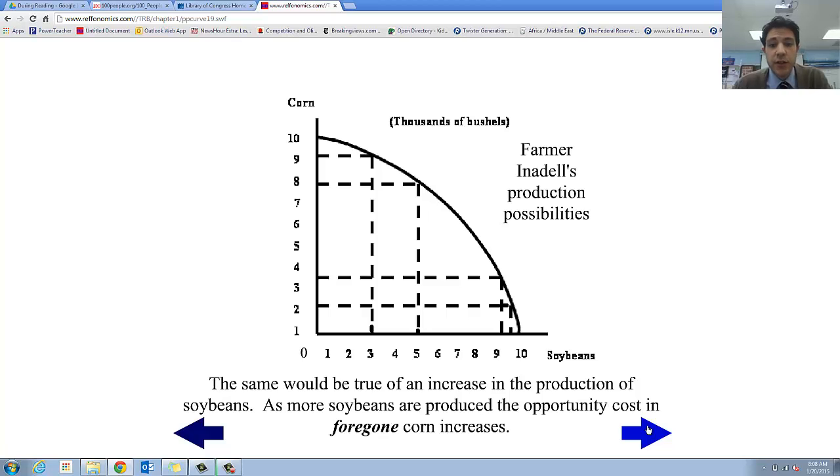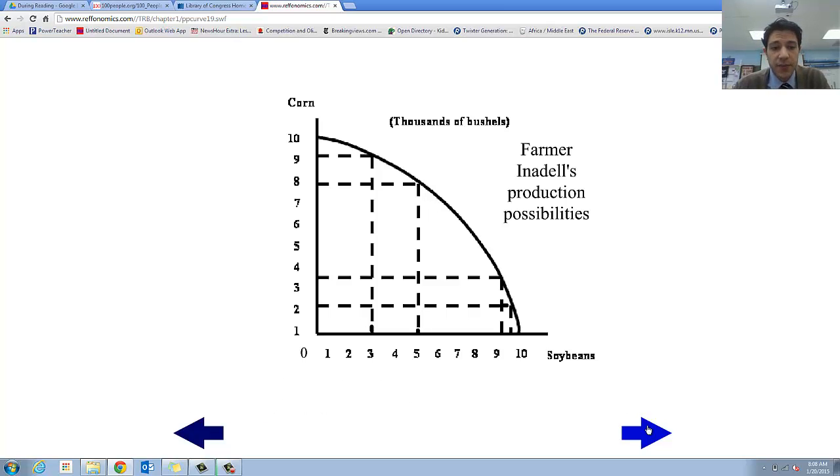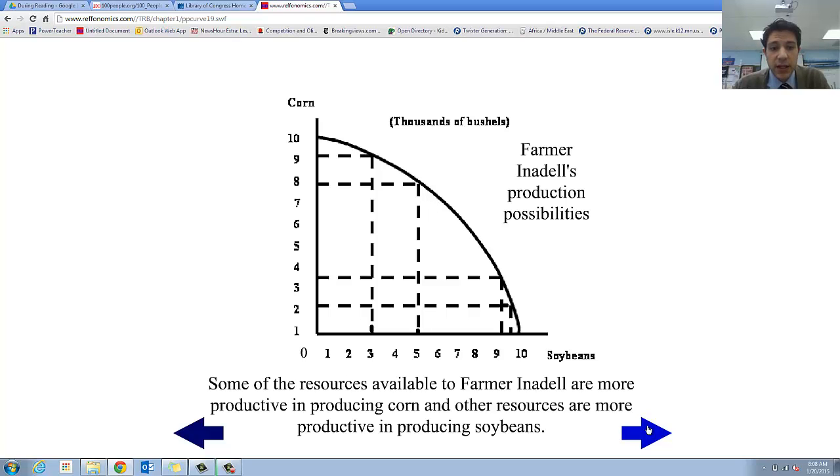Now the same would be true of an increase in the production of soybeans. As more soybeans are produced, the opportunity cost of foregoing corn increases. The more soybeans she makes, the less corn she can. All right? So why does this occur? Well, let's take a look at some of this.